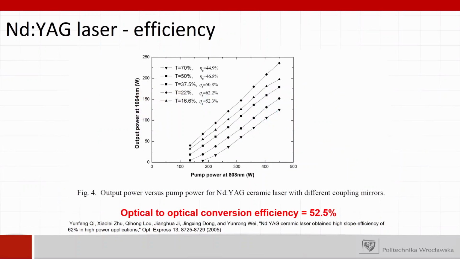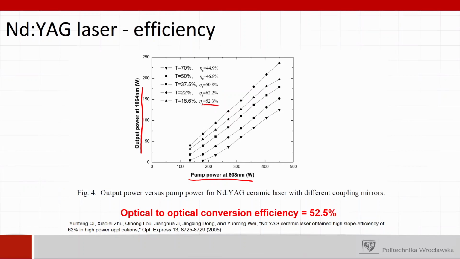The typical optical to optical efficiency, so optical to optical means how much pump at 808 we launch into the laser and how much power at the wavelength of 1064 we get from the laser. So typically it reaches around 50%, right?